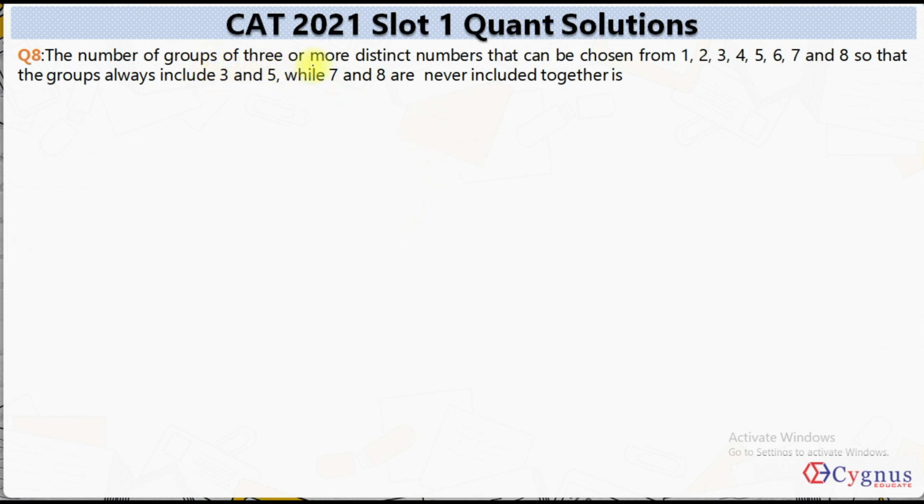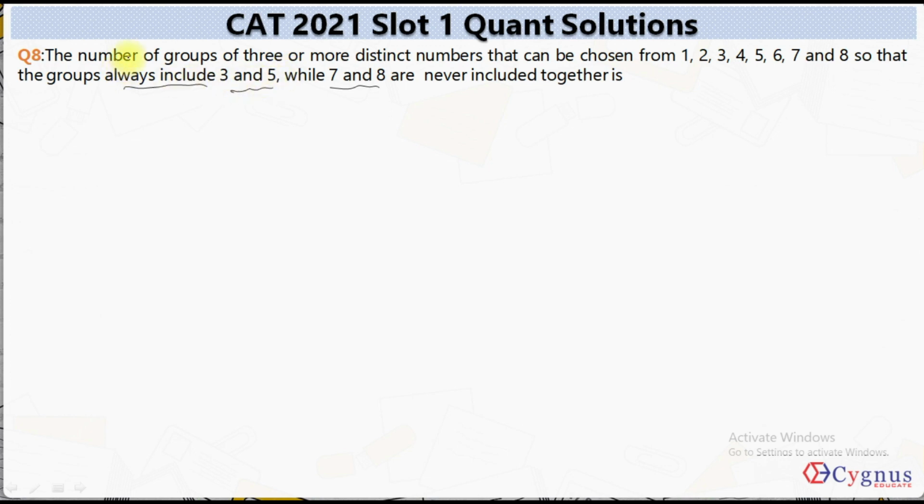The number of groups of 3 or more distinct numbers that can be chosen from 1, 2, 3, 4, 5, 6, 7 and 8 so that the group always includes 3 and 5. That means your number will always have 3 and 5, while 7 and 8 are never included together. That means either I'll choose 7 or 8 or none of them. I cannot choose both of them together. And it's all about selection only. You don't have to form the number.